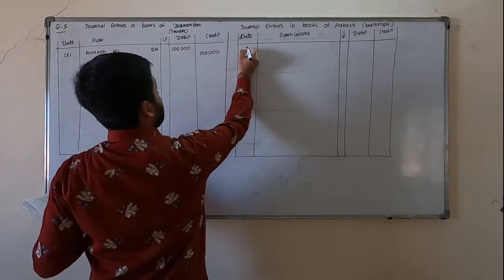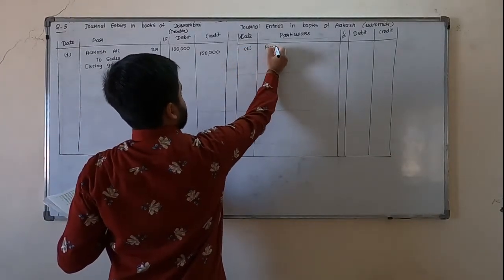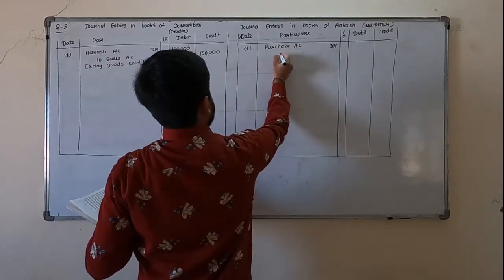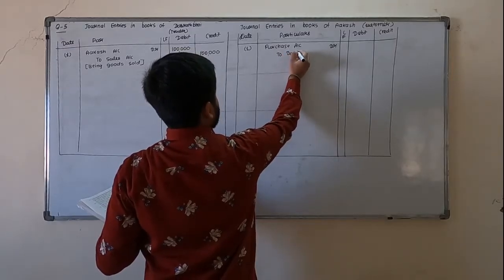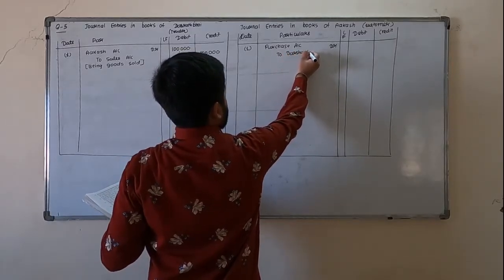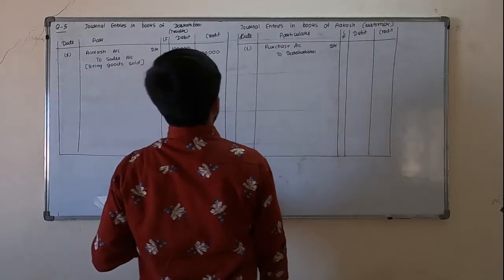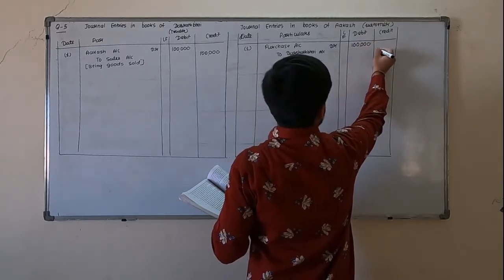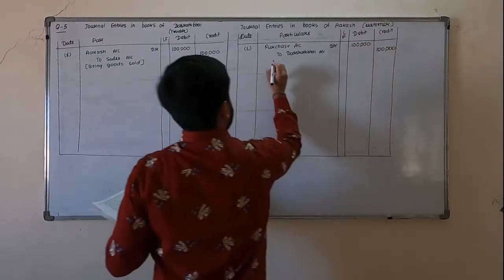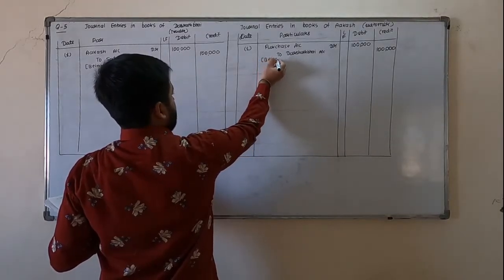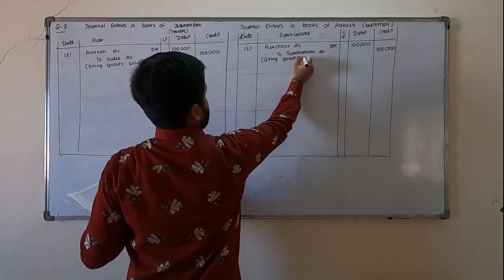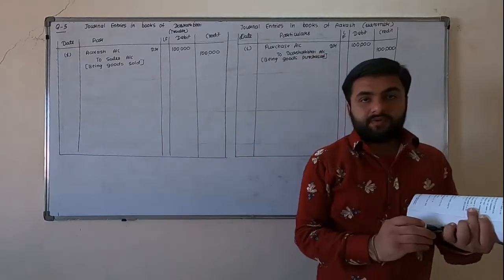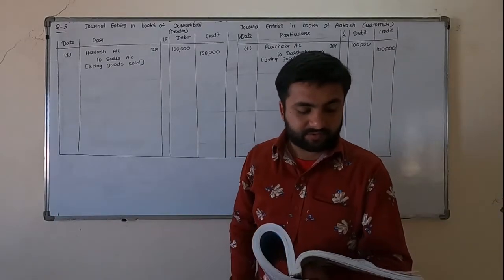Next, here also first entry for purchasing the goods, purchase account debit to Dashrath Bhai account 1 lakh, 1 lakh. Being goods purchased. Yes, so the entry for purchase and sales is over.